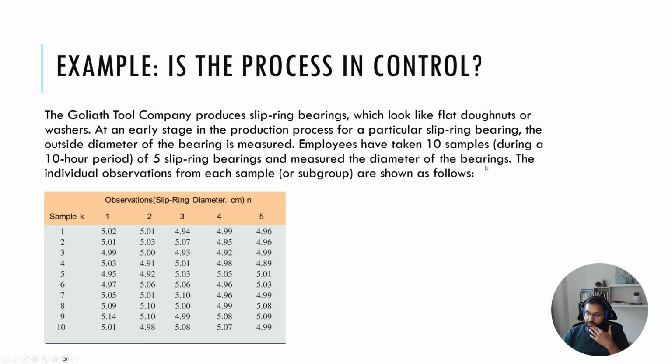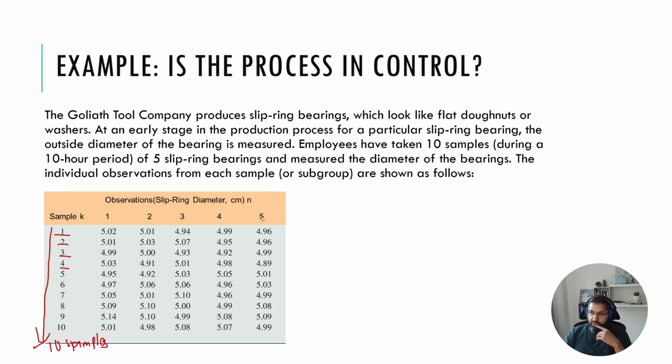and measure the diameter of the bearings. The individual observations from each sample or subgroup are shown as follows. So you have taken 10 samples. You can see sample number K. And this is really important to know how many samples you have, because we'll need to know that. So how many samples in this table is the number of rows. So we have 10 samples. That's the number of samples.